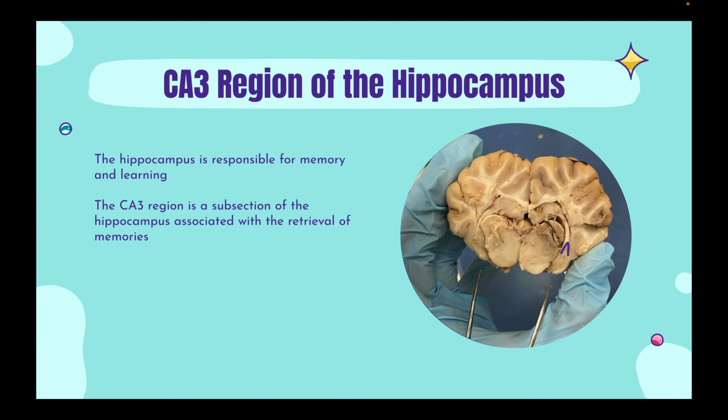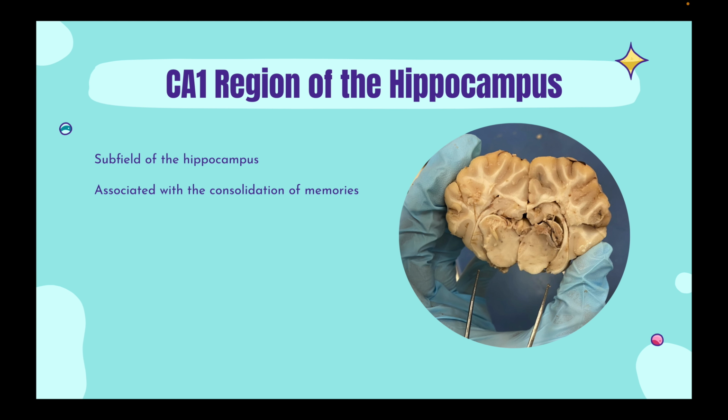Now let's look at the CA3 region of the hippocampus. Just to start, the hippocampus is responsible for memory and learning, and the CA3 region is a subsection of the hippocampus, and it's associated with the retrieval of memories. We have the CA3 region highlighted in purple on the diagram.